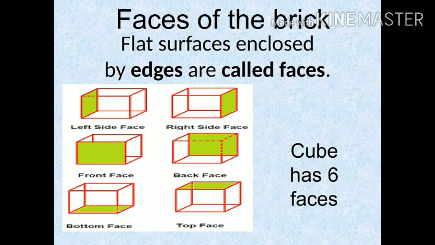are called faces. The faces, in an object, all the sides that you can see are faces. So in the cube here I referred to 6 faces. What are they? Left side face, right side face, front face, back face, bottom face and top. You can see 6 faces in the cube, right? So the conclusion is a cube has 6 faces.